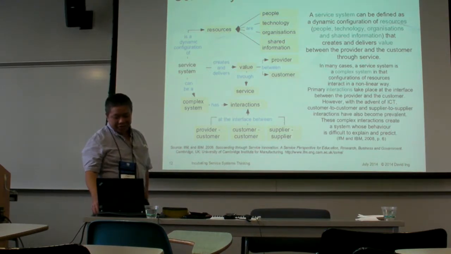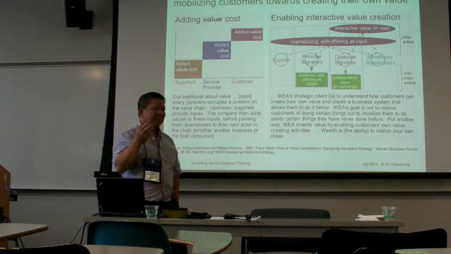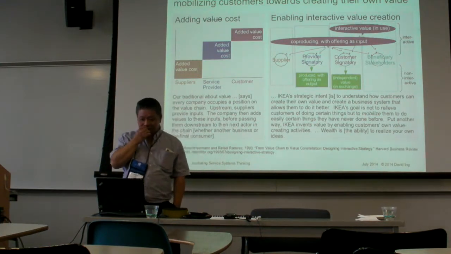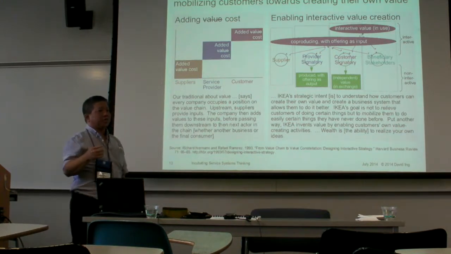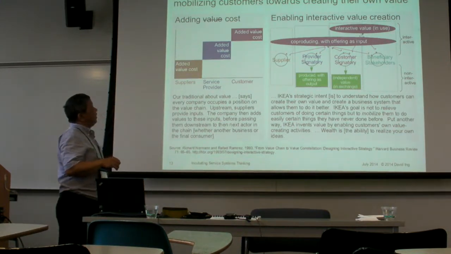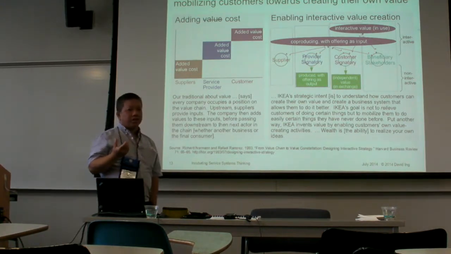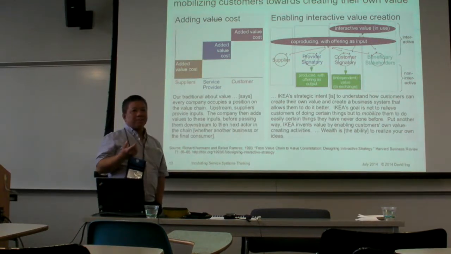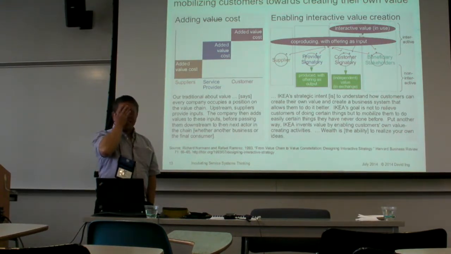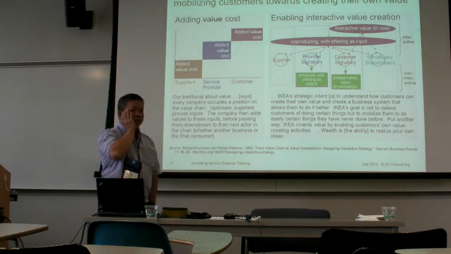So something that is new is, okay, everyone's talking about service systems, so what's new with service systems? For this, I went back and started looking at Norman Ramirez's original work. He has the differentiation called interactive value creation. The best place to get this is probably the Harvard Business Review article from 1983 on designing interactive strategy.